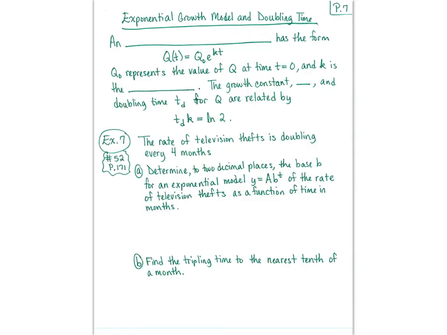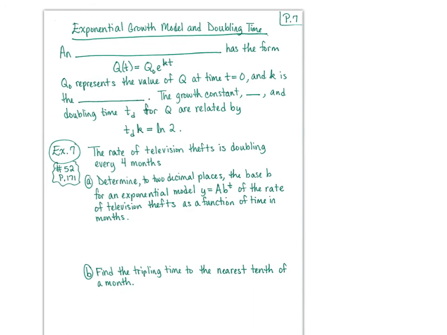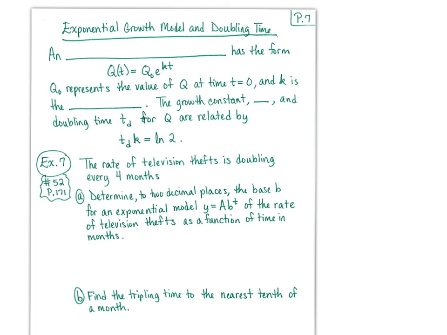Okay, now we talked about exponential decay. Let's also talk about exponential growth. Whenever we talked about exponential decay, we had half-life. Now when we talk about exponential growth, we're going to talk about doubling time. So an exponential growth function has the form q of t equals q naught e to the kt.